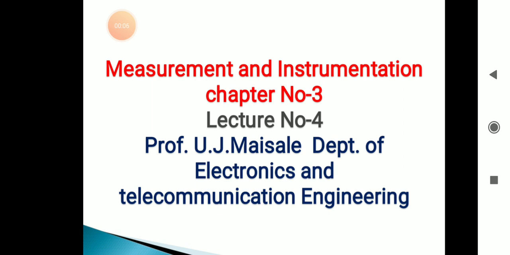Today we will discuss chapter number 3, lecture number 4, the CRO, that is the cathode ray oscilloscope. In the last class we have seen the concept and the block diagram of the digital storage oscilloscope and delay line. In today's class we will move on to the block diagram of the function generator and spectrum analyzer, and we will also discuss the applications of the spectrum analyzer as well as the function generator.